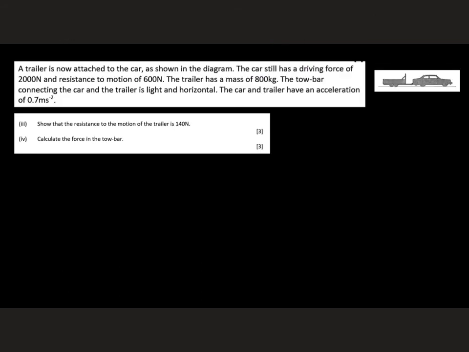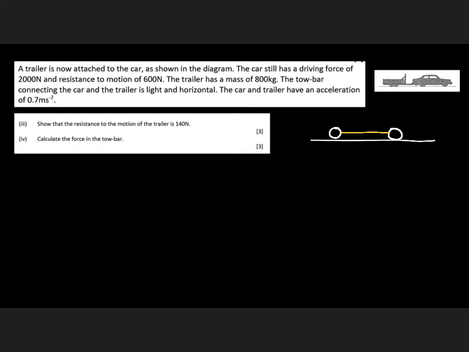Now, things change in this part of the question. A trailer is attached to the car as shown in the diagram. So the car still has a forwards driving force of 2,000 newtons. I'm going to redraw this diagram so we can see the model here, which is of connected particles. So here's the trailer on the left, the car on the right, and there's a tow bar, a rigid rod that connects the two of them.